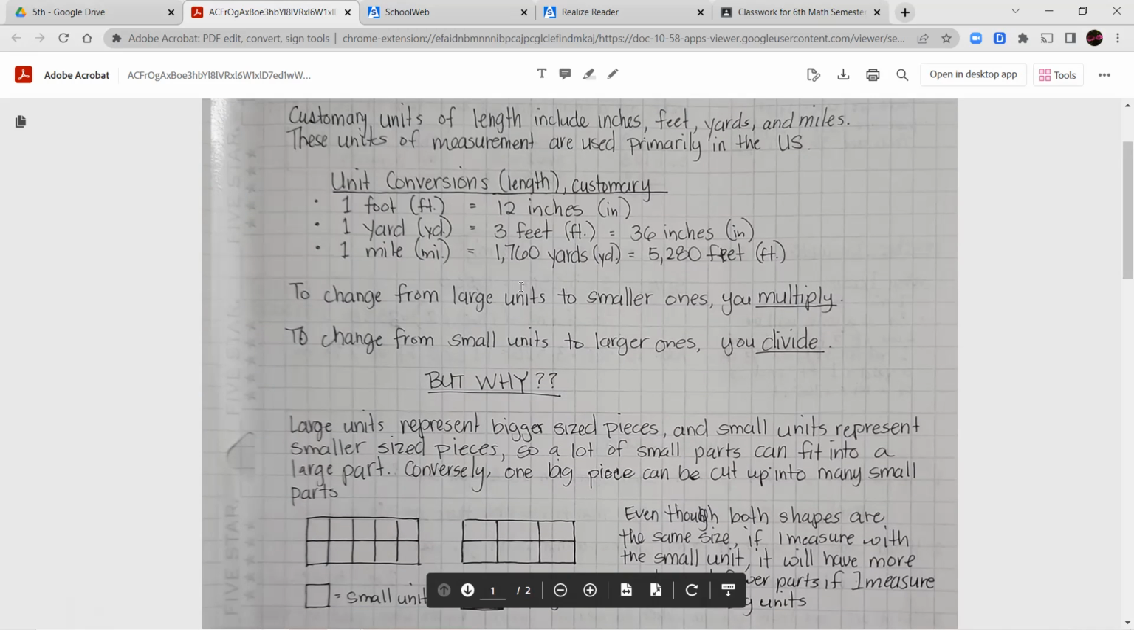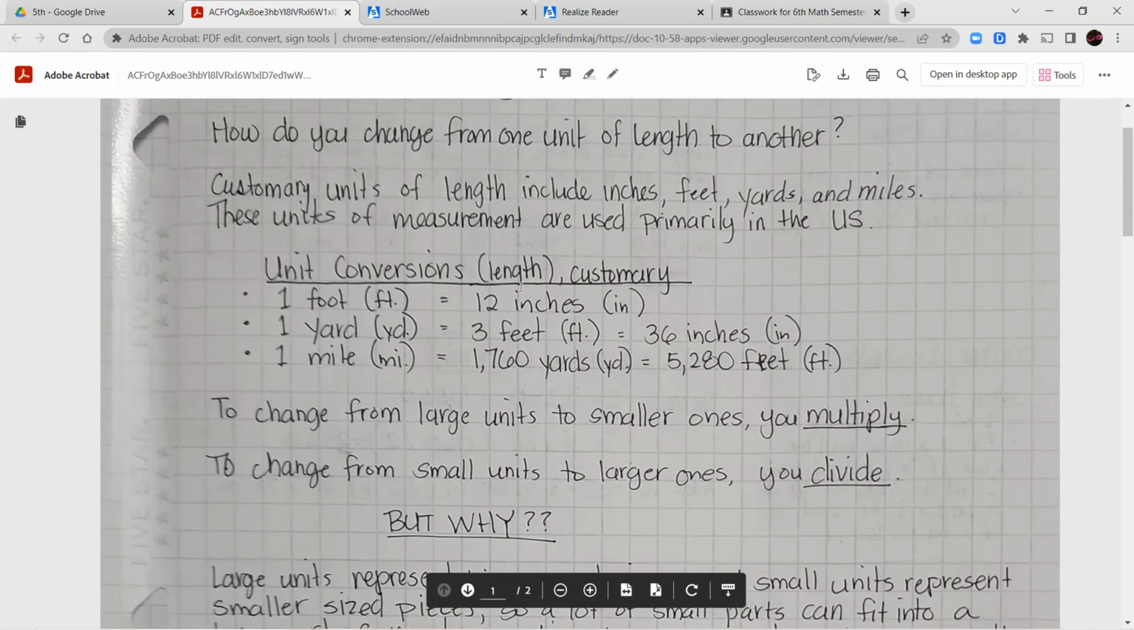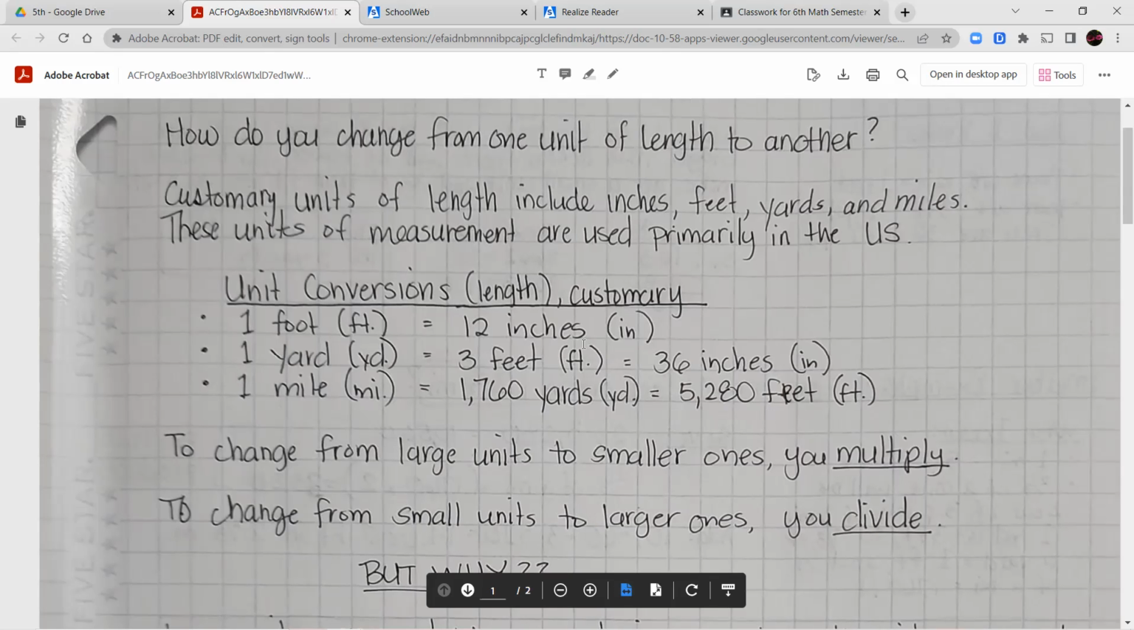Unit conversions, that we're going to look at, which is basically how to move from one unit to another, is below. So 1 foot, and you abbreviate it by putting FT, is equal to 12 inches. You abbreviate inches with IN. 1 yard is equal to 3 feet. So 3 feet is 12 inches plus 12 inches plus 12 inches, or 12 times 3, which is 36 inches in 1 yard. 1 mile is 1,760 yards, which is 5,280 feet.